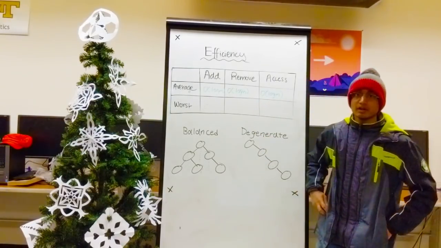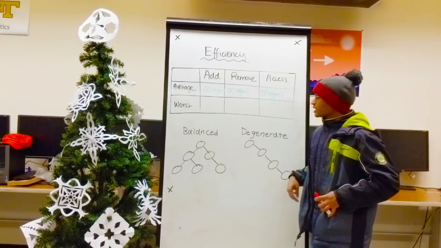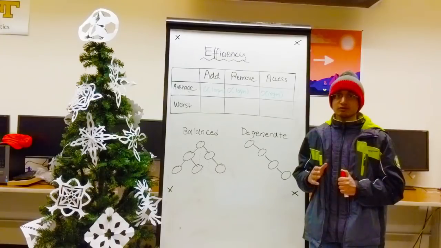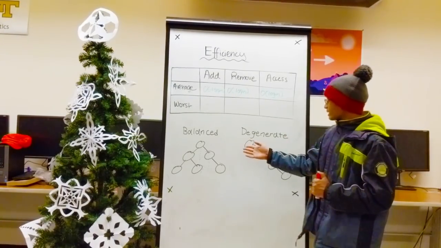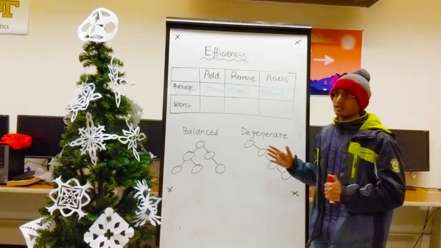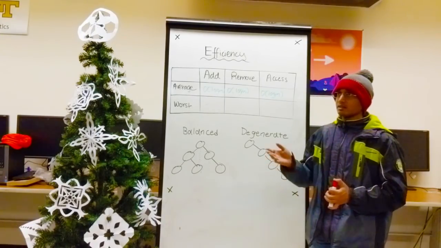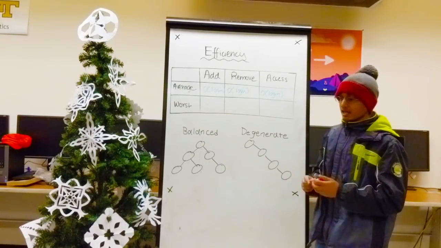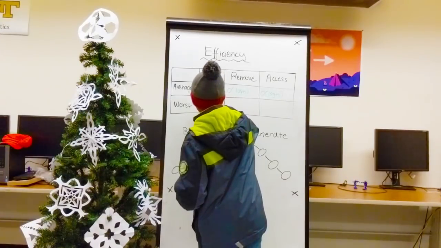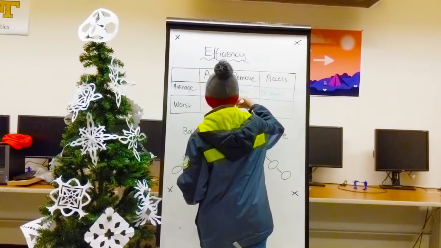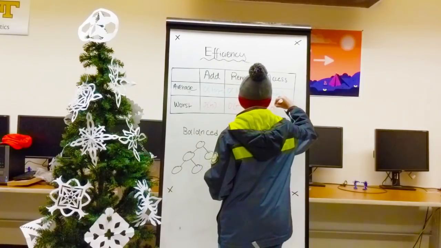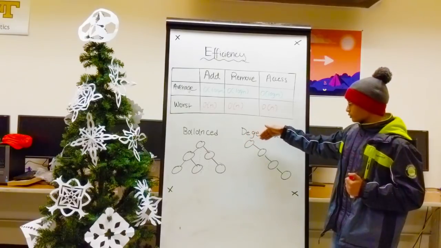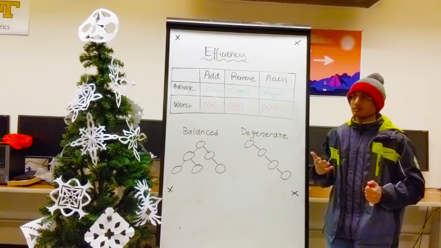Now, let's talk about the worst case scenario. The worst case scenario is when we have a degenerate tree. Like we mentioned before, a degenerate tree is when each node in the tree has one child, basically a linked list. And recalling the efficiencies of a linked list, the worst case for adding, removing, and accessing is O(n). Basically what this means is we'll have to traverse through every node until we find what we want, which is very bad.